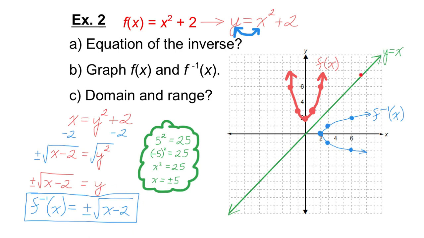I hope you can see, if y equals x is the mirror, that this is a reflection of the original function. This one opens up, this one opens to the side. Now let's talk about domain and range for each. We can find the domain of f of x is an element of the real numbers. There's no restrictions. Y is an element of the real numbers, but the lowest it can go is 2. So y is greater than or equal to 2.